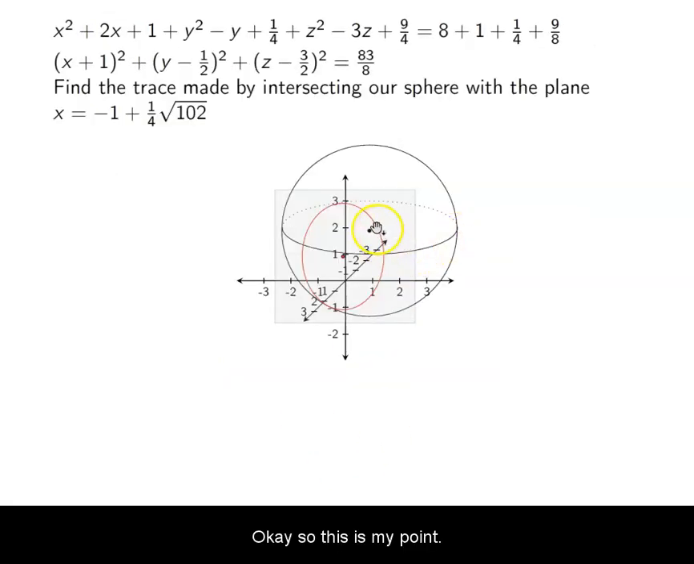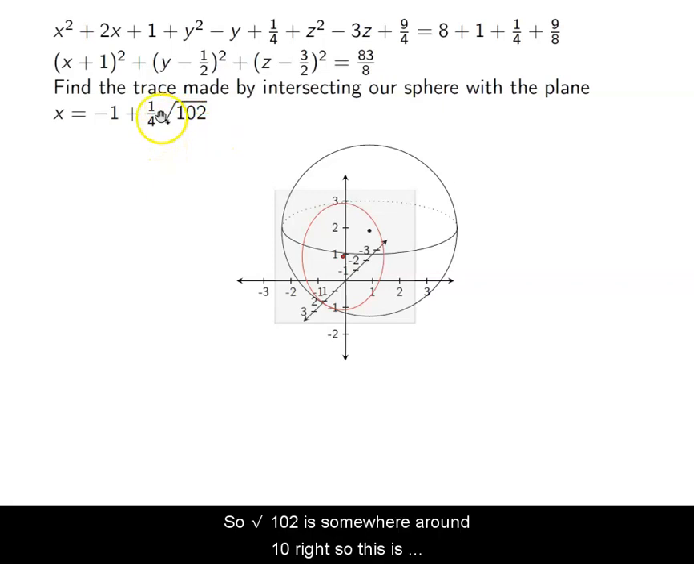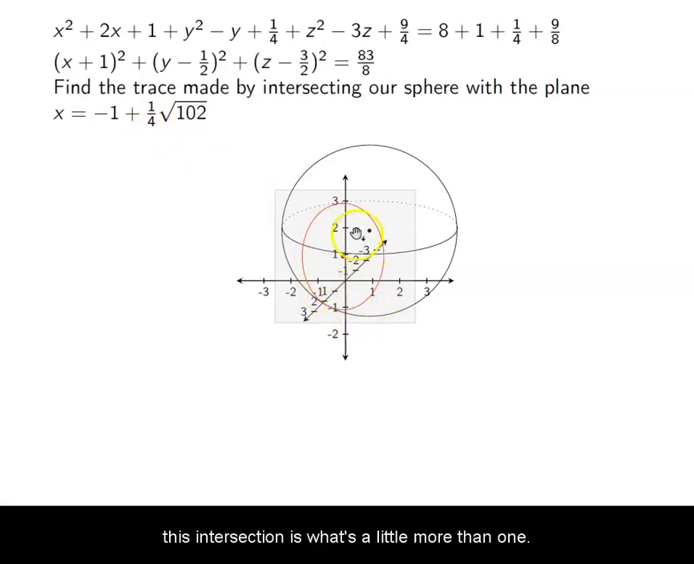Okay, so this is my point. So here we have a slice at x equals -1 plus 1/4 root 102. So square root of 102 is somewhere around 10, right? So this is basically -1 plus 10 over 4. So it's not too much more than 1. So it's pushed forward a little bit. I know it's hard to see exactly where this intersection is, but it's a little more than 1.